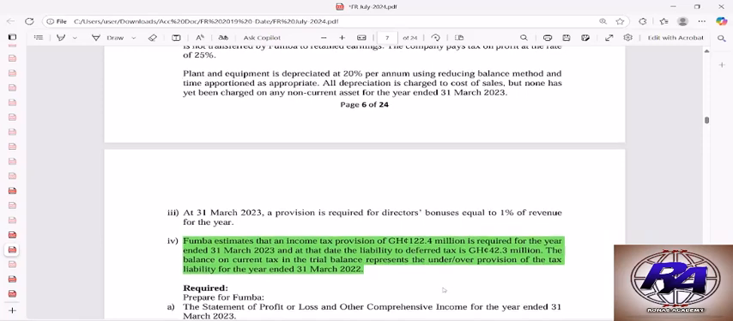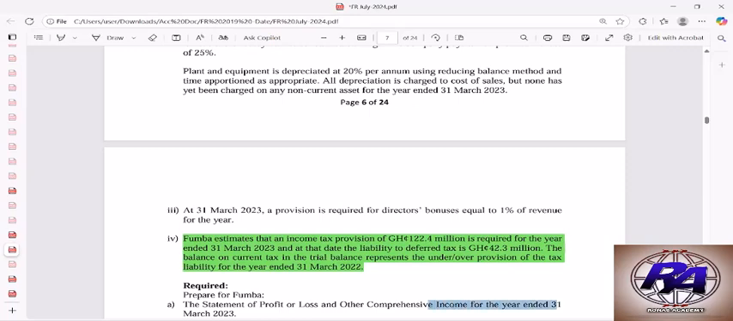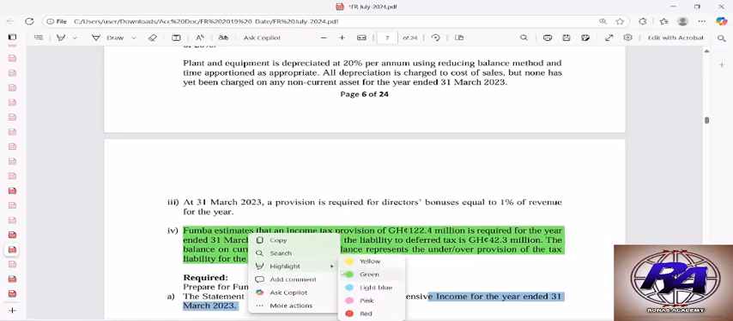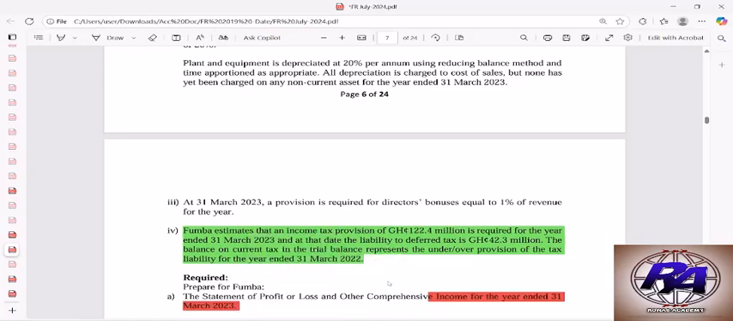If you reach the requirement, this is the tax they have made provision for in the current period. Look at the requirement over here. The provision for the current period. Let's read it. The tax balance on the current tax. Now they are giving you information, but they didn't say anything about under provision or over provision. They didn't say anything, but this is the information.